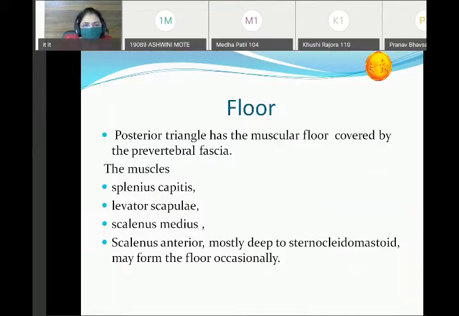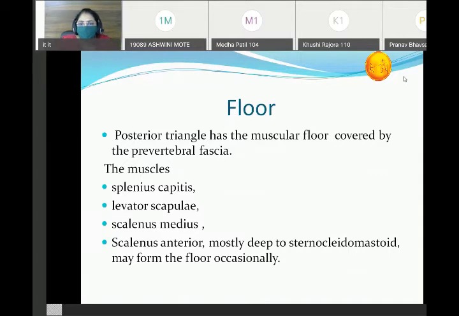And the floor of this triangle. The floor of the posterior triangle is covered by the prevertebral fascia. Before this prevertebral fascia, there are muscles present in the floor. So there are 4 muscles forming the floor of the posterior triangle, which are covered by the prevertebral layer of the deep cervical fascia. So what are these muscles?